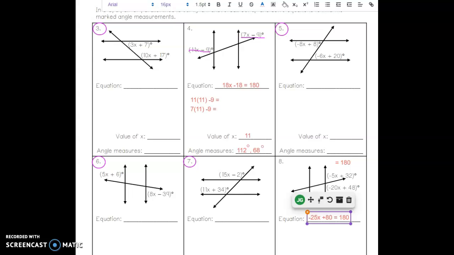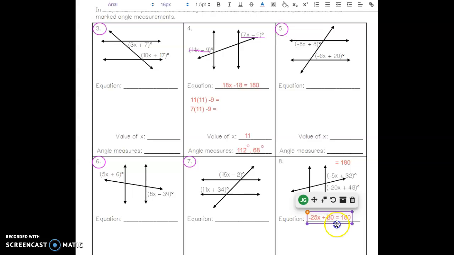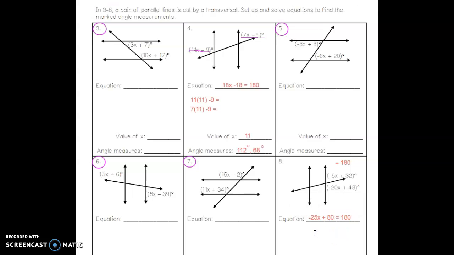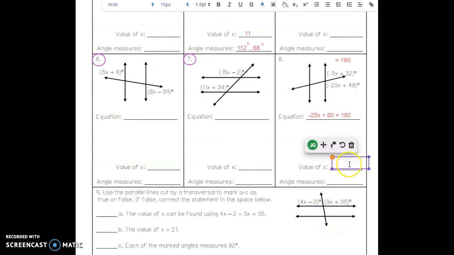Negative 5 plus negative 20 is negative 25x. 32 plus 48 is how we get our 80. Now we're going to solve this equation. After doing our inverse operations, we find that we have an x value of negative 4.